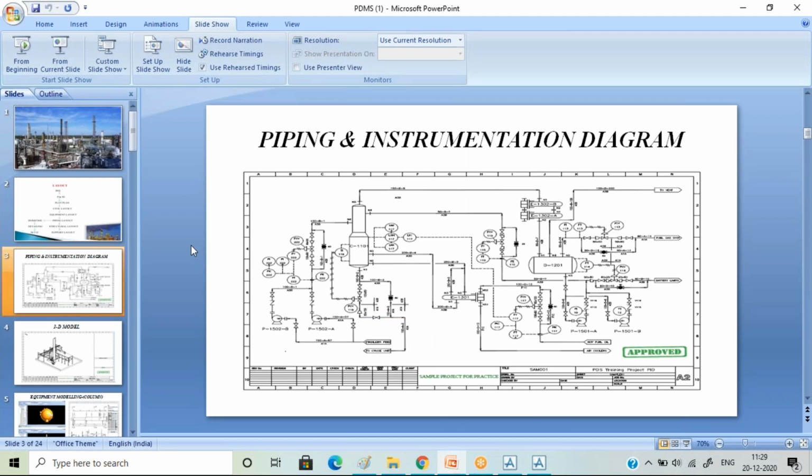So now how will we begin this? Obviously this is a PNID. This is what we'll be working through. This is your PNID, on which your entire project will be decided. We'll be having one small project in our PDMS training session, where we'll be deciding that this is the work that we are supposed to do.